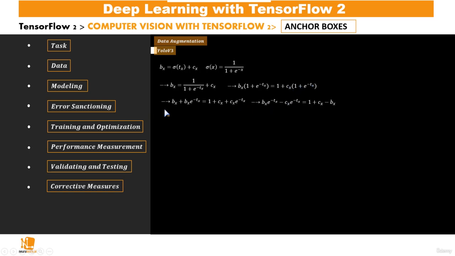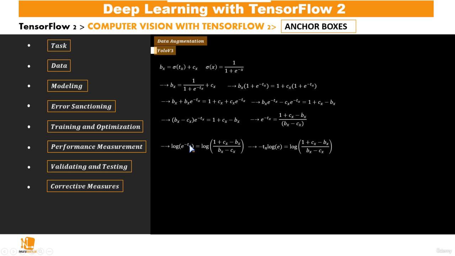This implies that we have bx e to the negative tx minus cx e to the negative tx equals 1 plus cx minus bx. We rearrange this and we have e to the negative tx times bx minus cx, which gives us this. Then we have e to the negative tx, which is 1 plus cx minus bx divided by bx minus cx. Now note that the reason we're doing this is because we want to make tx subject of the formula. So with this, now we put log on both sides, and then we have that the log of e to the negative tx is negative tx log e. The log of e is equal to 1, so this gives us tx equals the negative log of this, which is equal to the log of this to the negative 1, which is then equal to bx minus cx divided by 1 plus cx minus bx.